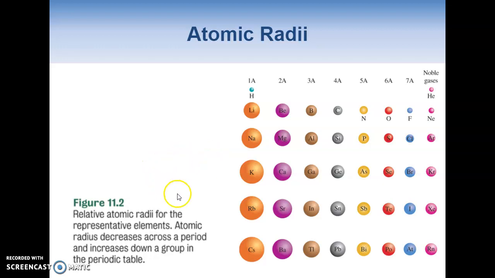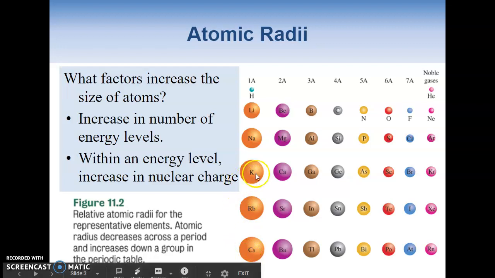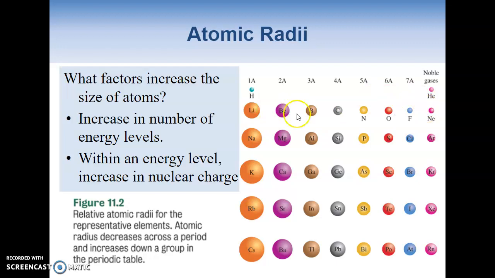All right, our atomic radii are the sizes of the atoms. So as we increase the number of energy levels, it's going to get bigger. So as we move down a group, the size of our atoms increases. Within that energy level, they actually decrease, which is kind of interesting. But as we move to the right on the periodic table, we're adding positives, which is pulling those electrons closer and makes the atoms a little bit smaller as you move to the right.